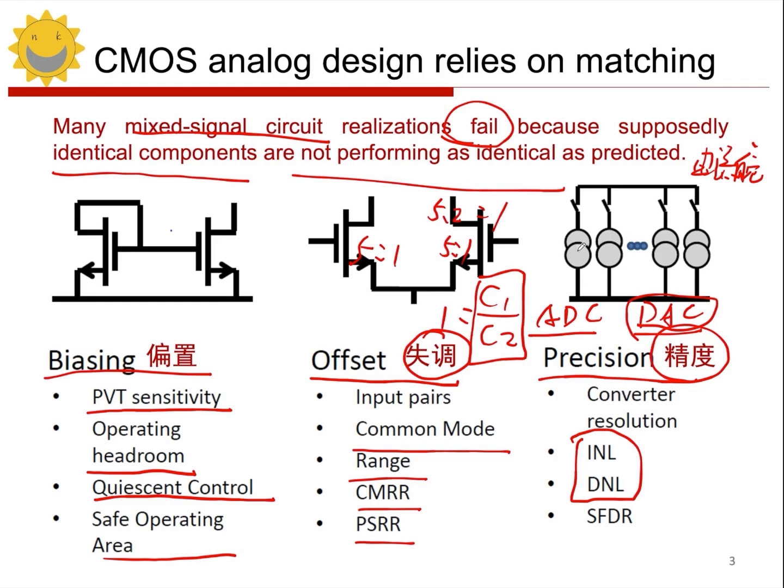So we say that the matching of devices will greatly affect the accuracy of our circuit. What about the matching of devices? When we are drawing the layout, we have some techniques to make the devices as consistent as possible after processing.